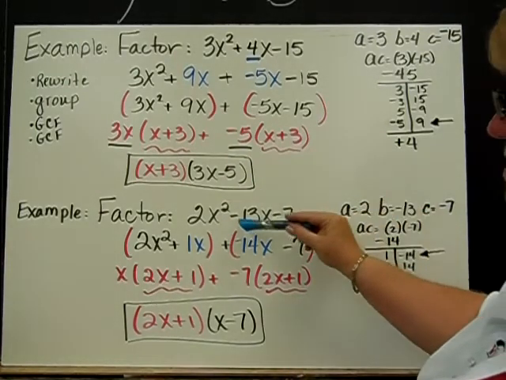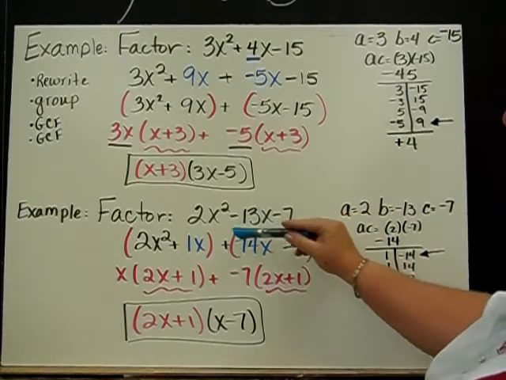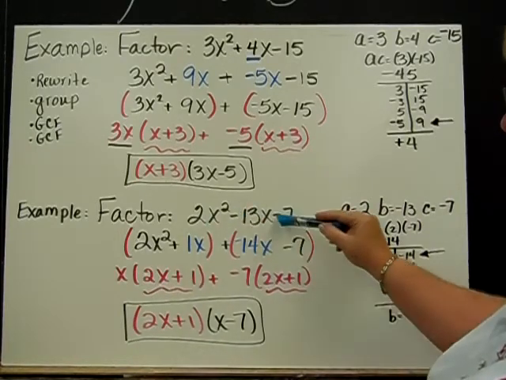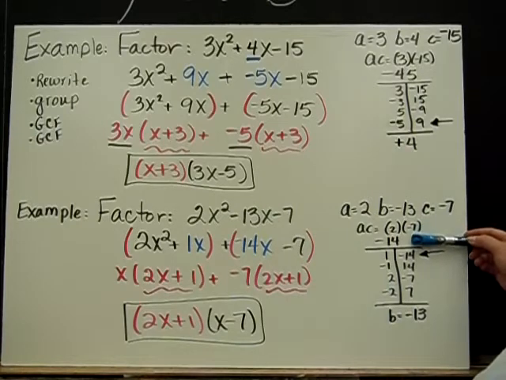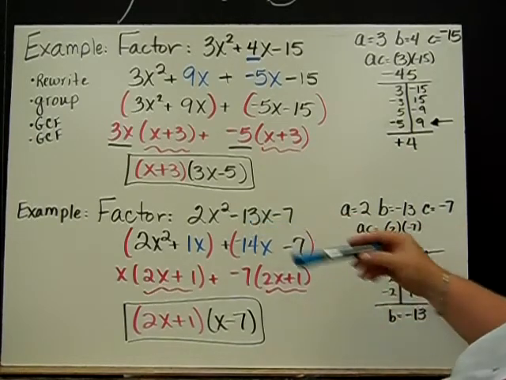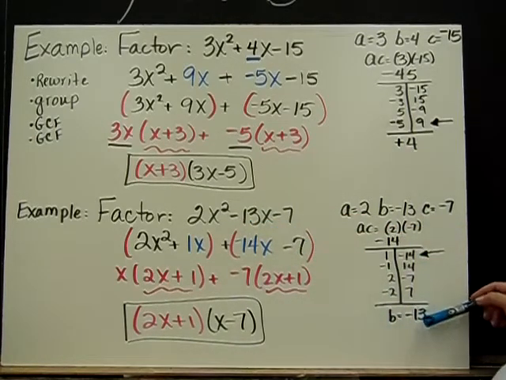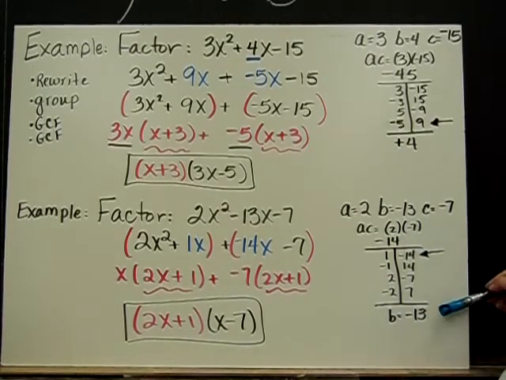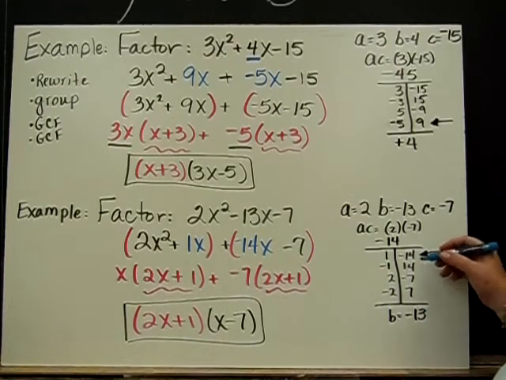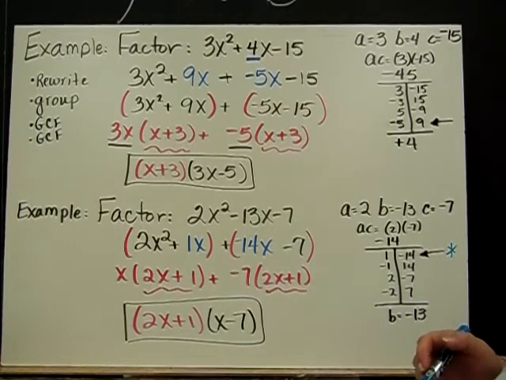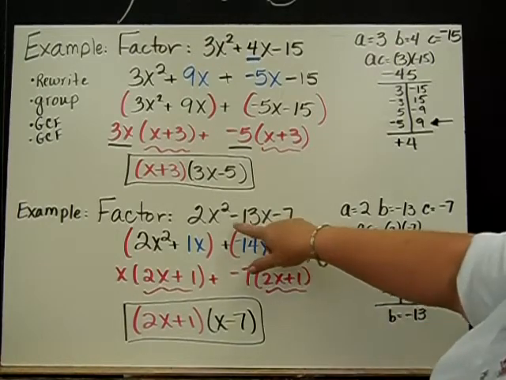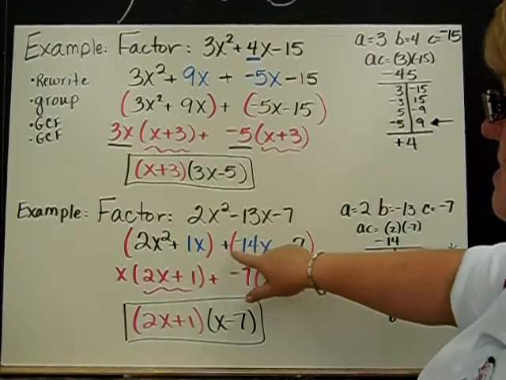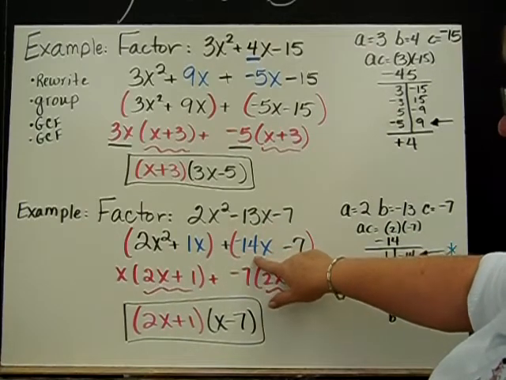Here's another example. Both of these are minus, so our AC test, 2 times negative 7 is a negative 14, and our B is a negative 13. So this time we want to know what will multiply to give us a negative 14 and add to give us a negative 13. And some of the combinations are here, and the only one that works is a positive 1 and a negative 14. So we rewrite negative 13x as 1x plus a negative 14x.